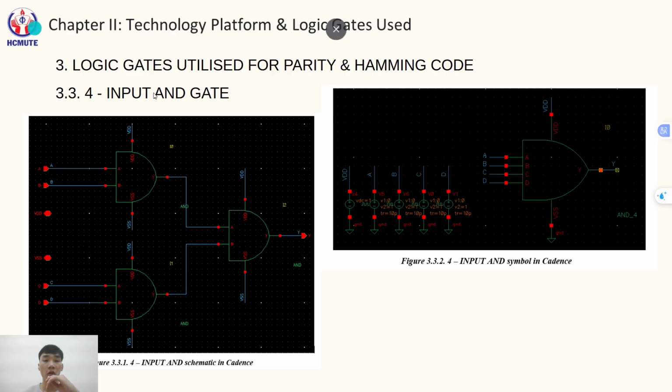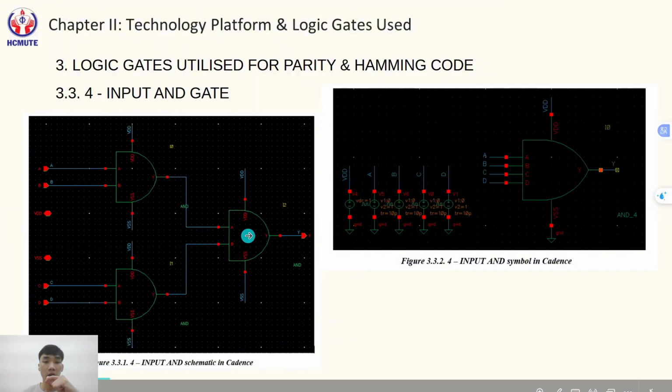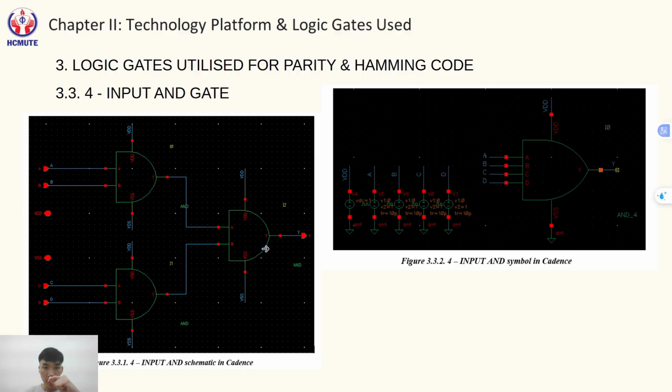And next, we have the 4-input AND gate. Two figures show the schematic and symbol of the 4-input AND gate, which is constructed by cascading three 2-input AND gates. At the first stage, combine A and B to produce the intermediate output Y1, and at the second stage, combine C and D to produce Y2. So the final stage generates the final output Y. When A, B, C, and D are 1, the intermediate outputs are high, and the final output Y is also logic 1.